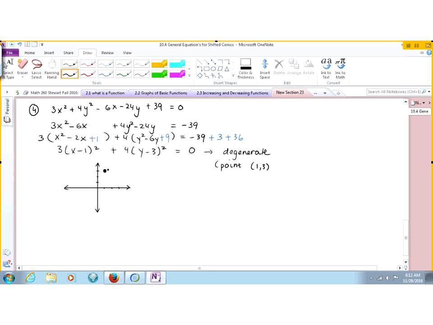So it's not an ellipse, right? It's a point, (1, 3). That's it. The distance from (1, 3) is 0. So that's it. We're done. This doesn't have a graph. It's only a point. Are we okay so far? You could tell if this is an ellipse, parabola, degenerate, or circle, hyperbola. Yes. Okay, good. Now, I'm done with 10.4.